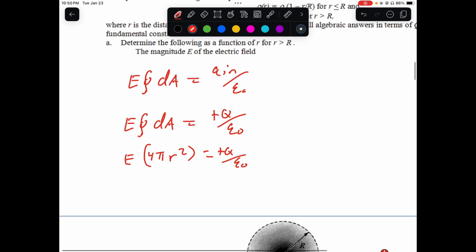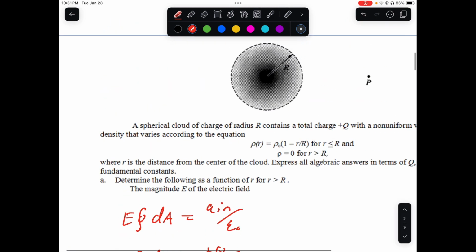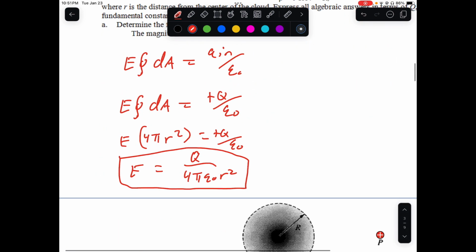It's not surprising, at least I hope, that as long as we stay outside the cloud, from the perspective of point P it's going to feel like a point charge. So we just get this Q, I dropped the plus because it's implied, over 4 pi epsilon naught r squared. It's a pretty classic Gauss's law problem: while we're outside of the cloud, it just appears like a point charge. Okay, great.